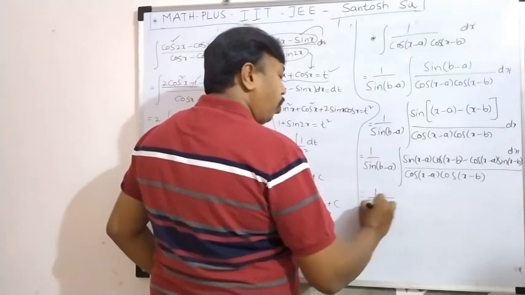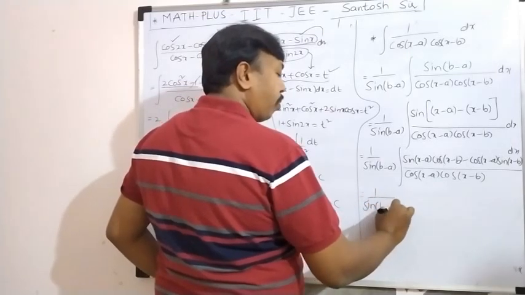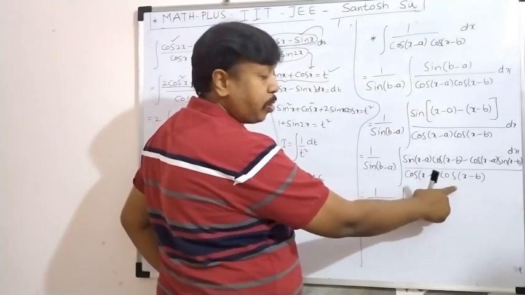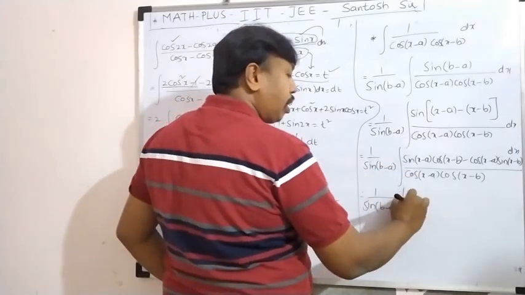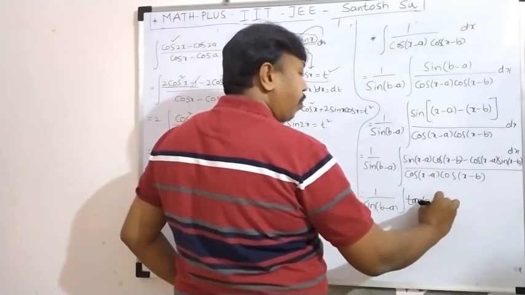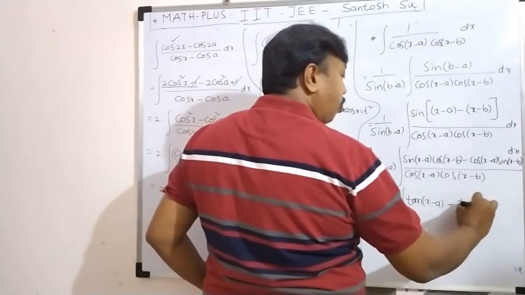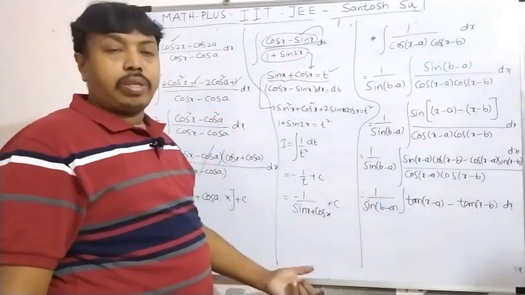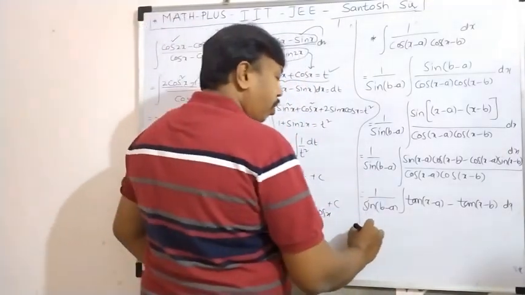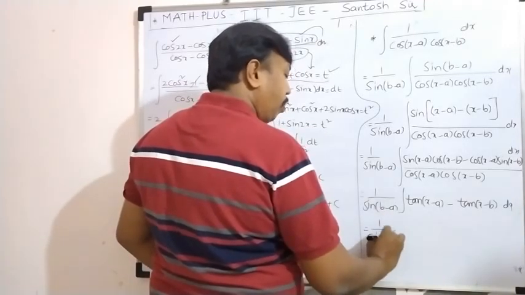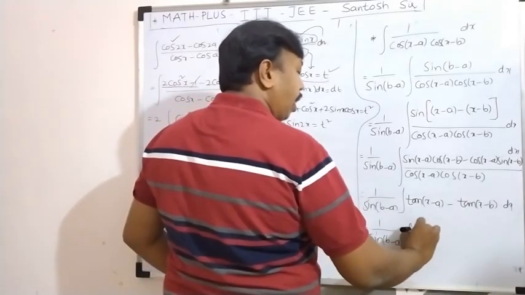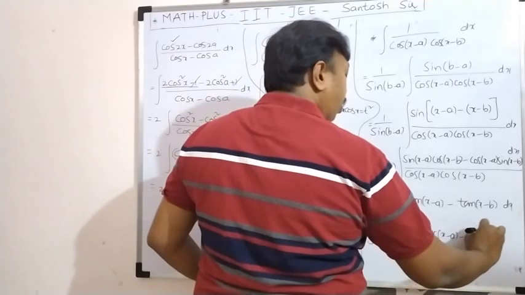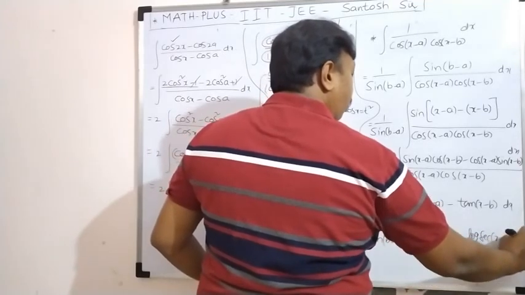Now I am going to split this function. So what will I get? If I take the first term, cos cancels, cos x minus b with cos x minus b, and sin upon cos becomes tan. So we get tan of x minus a minus tan of x minus b. Everybody knows that the integration of the tan function is log of sec x. So 1 upon sin b minus a into this becomes log of secant of x minus a minus log of secant of x minus b plus c.